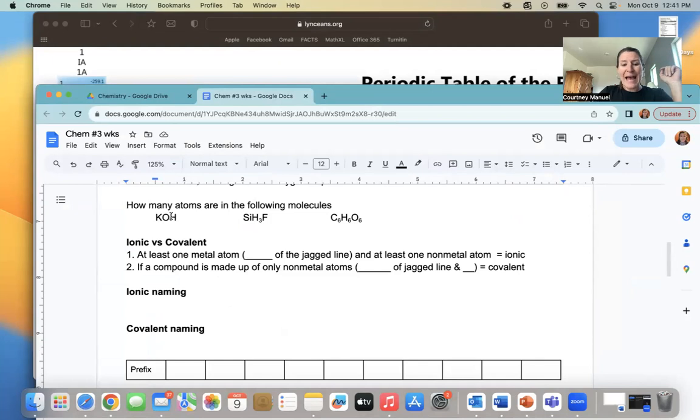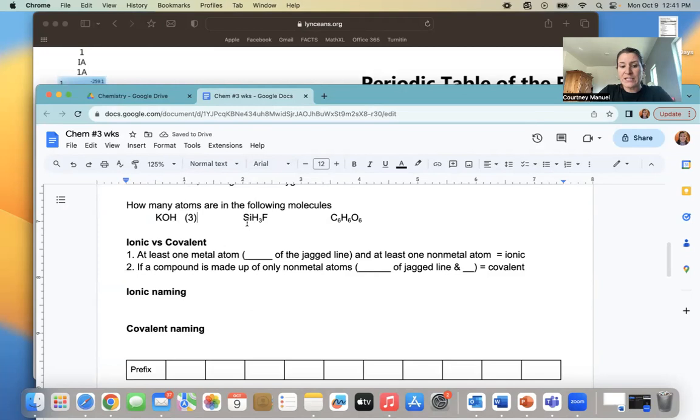Next one, how many atoms are in the following molecules? So here we have KOH, and they are each their own element when they're all a capital letter. So we've got potassium, oxygen, and hydrogen. And if you look at their subtext there, nothing, nothing, nothing. So that's 1 each. So this one would have a total of 3. That's how many are there.